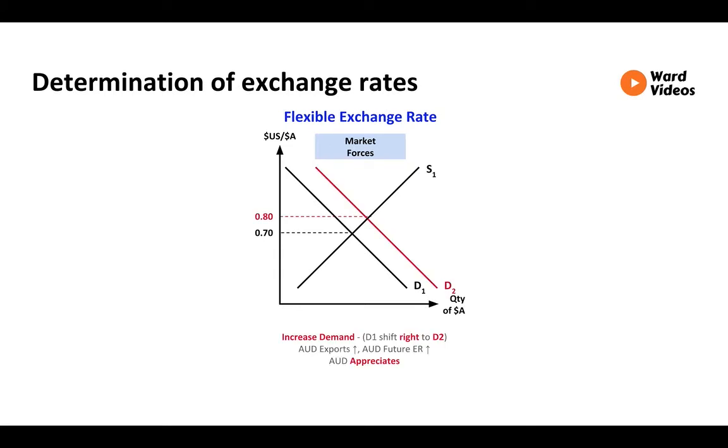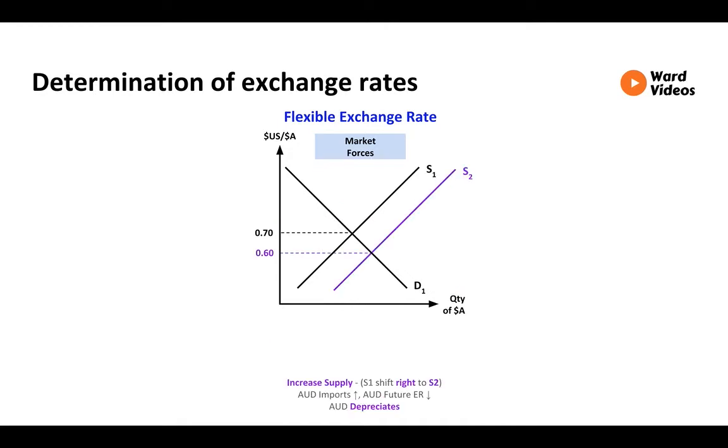For example, an increase in demand from an increase in Australian exports, or the Australian dollar is expected to increase in the future. So the demand curve shifts right from D1 to D2, and the Australian dollar appreciates from 0.7 to 0.8. While an increase in supply from an increase in Australian imports, the Australian dollar is expected to decrease in the future. So the supply curve shifts right from S1 to S2, and the Australian dollar depreciates from 0.7 to 0.6.